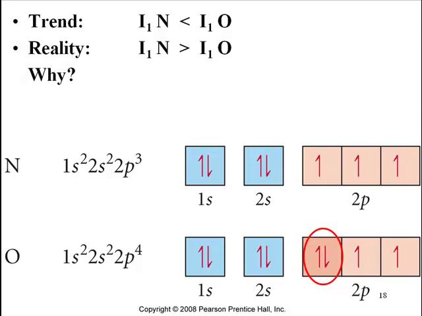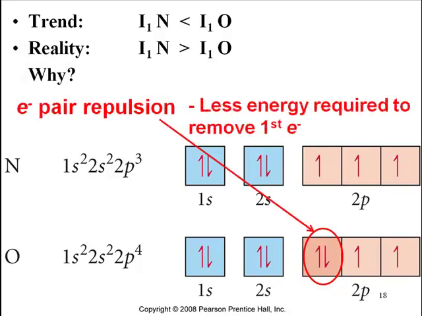You've got 2 electrons. So what are they doing? Repelling one another. If they're repelling one another, it takes what energy? Less energy. Electron pair repulsion. Less energy is required to remove the first electron. Oh my goodness, that's awesome. So this electron configuration stuff actually helps us. That's cool.